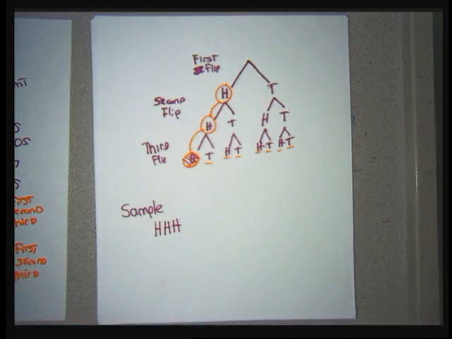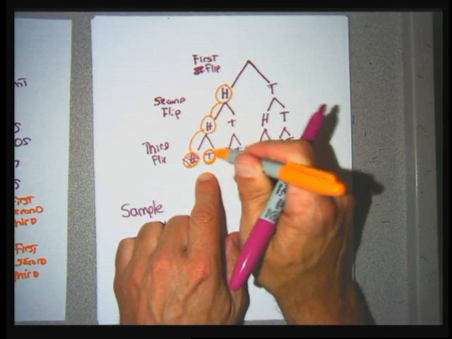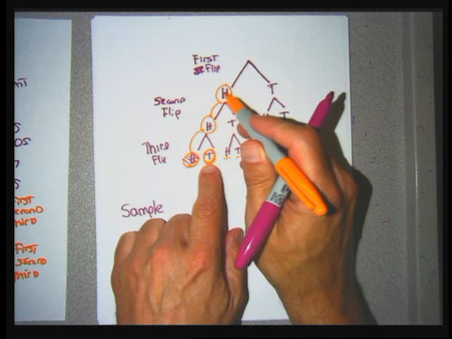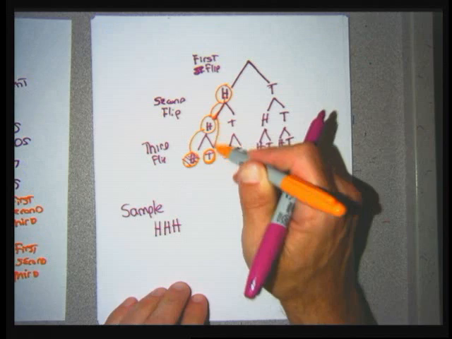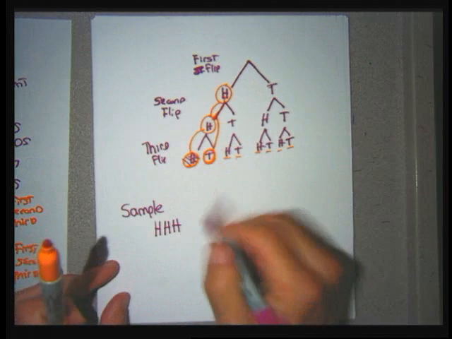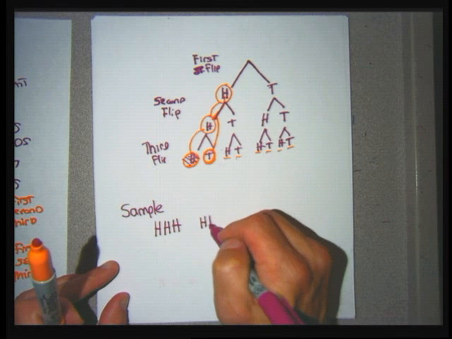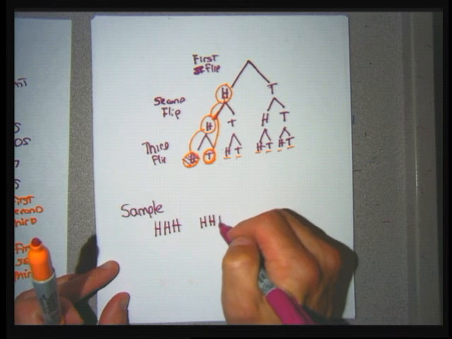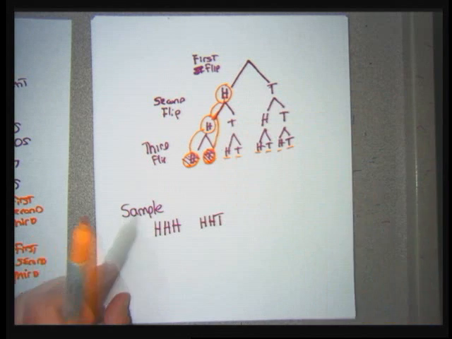And now I'm going to figure out how to get to the next thing in the bottom of my tree, going from the top. To get to that tail, I'd have to go from the head on the first flip to the head on the second flip to the tail on the third flip. So the second thing in my sample space is going to be a head first flip, a head second flip, and a tail third flip. I'm going to cross out that tail because I'm done with it.